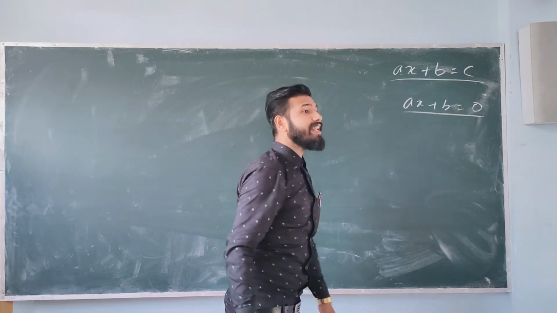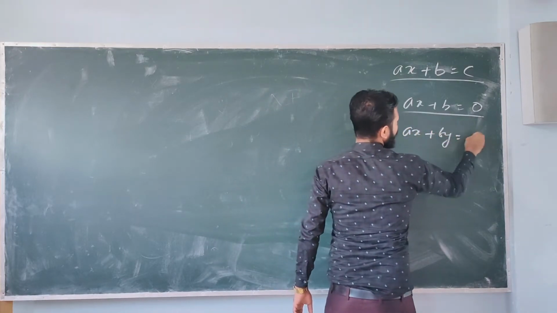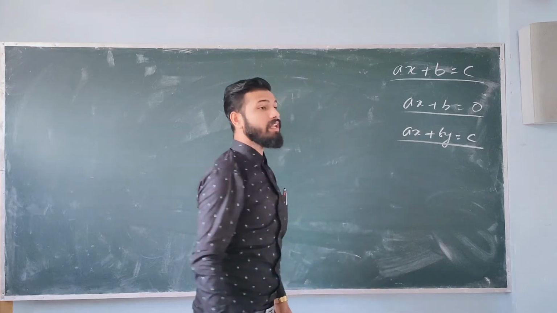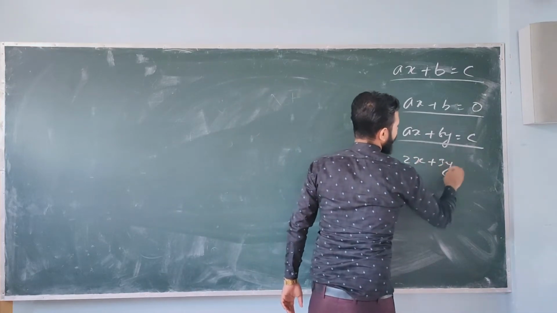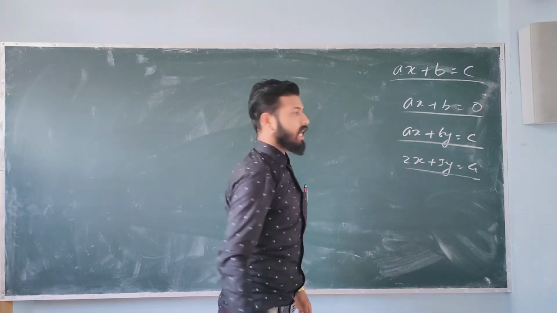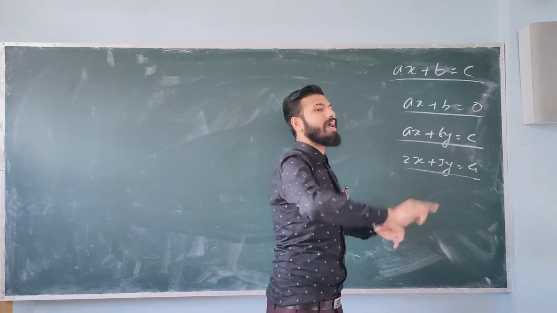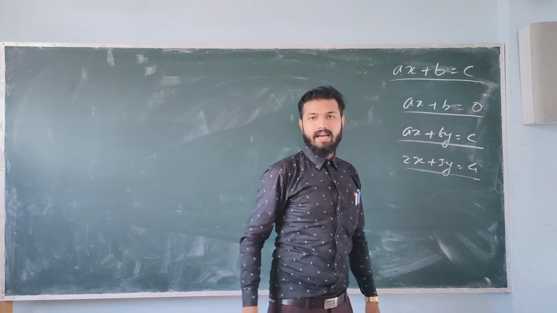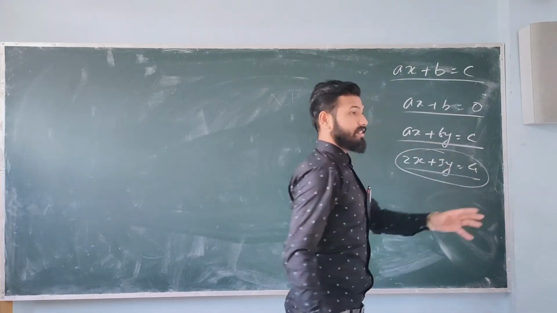What is a linear equation in 2 variables? Suppose ax plus by equal to c. This is called a linear equation in 2 variables. I can take an example: 2x plus 3y equal to 4. This is an equation of a line. If you put a value of x, you are definitely going to get a value of y. When you plot it, you will get a straight line. Understood what I am saying? So this is the equation of a straight line.